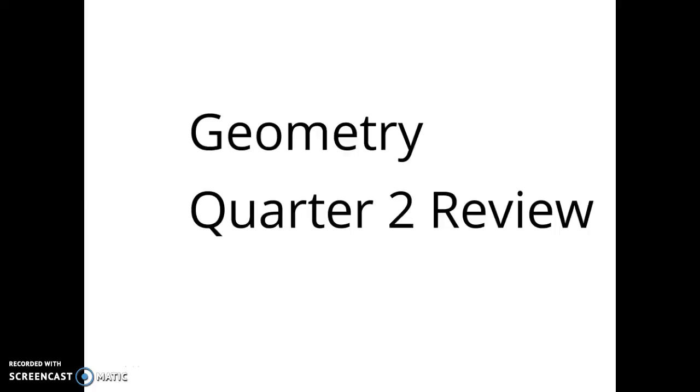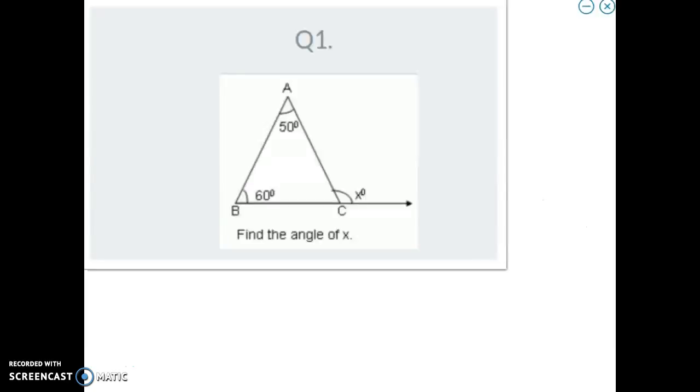Okay, now that we have completed quarter 2, we are going to review what we have learned. Here's a question. We're going to find that angle X. We need to know that the sum of all the angles of a triangle is 180 degrees.